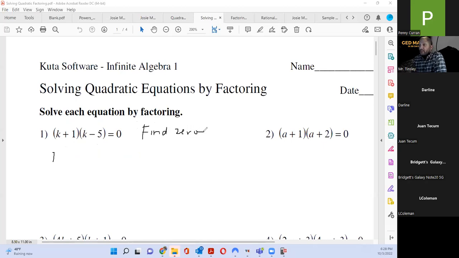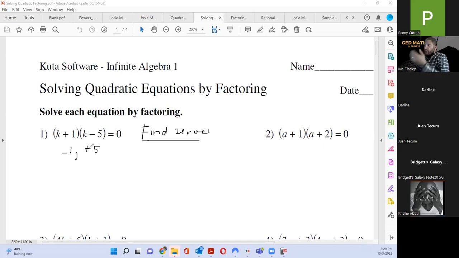The solution would be k plus 1 equals 0. That is true. Then you have to solve it. I'm going to give you a nice, easy way. You don't even have to do that. Watch this. What's the opposite of plus 1? Minus 1. What's the opposite of minus 5? Plus 5. There you go. There are your solutions to your quadratic equation. So, for example, the solution for number 2 would be what? Minus 1, minus 2.